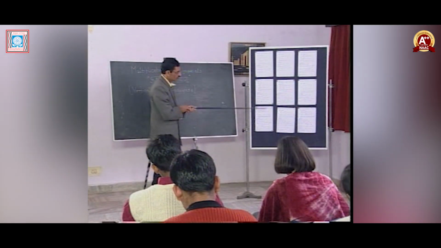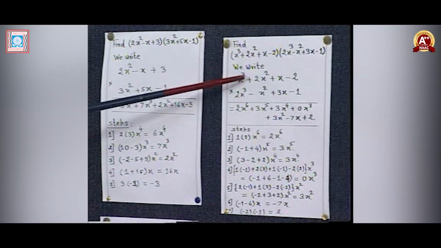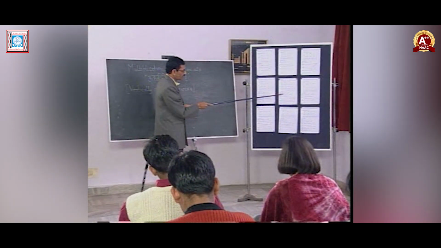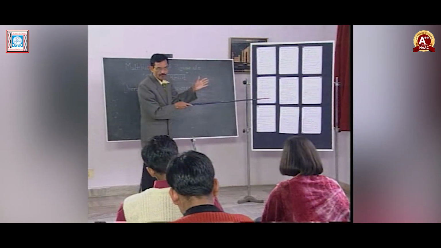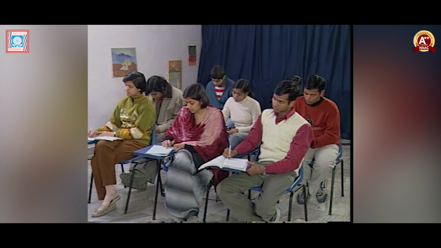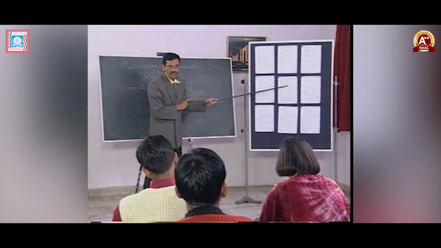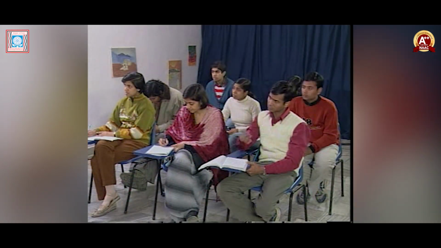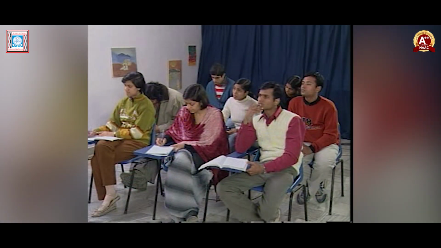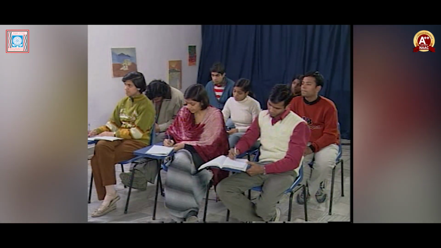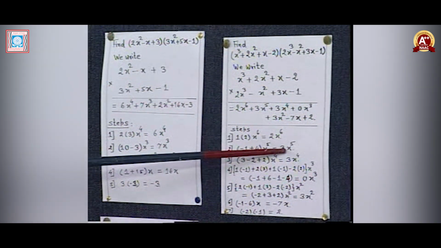First cross: 1 into minus 1 plus 2 into 2, that is minus 1 plus 4, 3x to the power 5. Then second cross: 1 into 3, plus 2 into minus 1, plus 1 into 2. We get 3 minus 2 plus 2, that is 3x to the power 4.